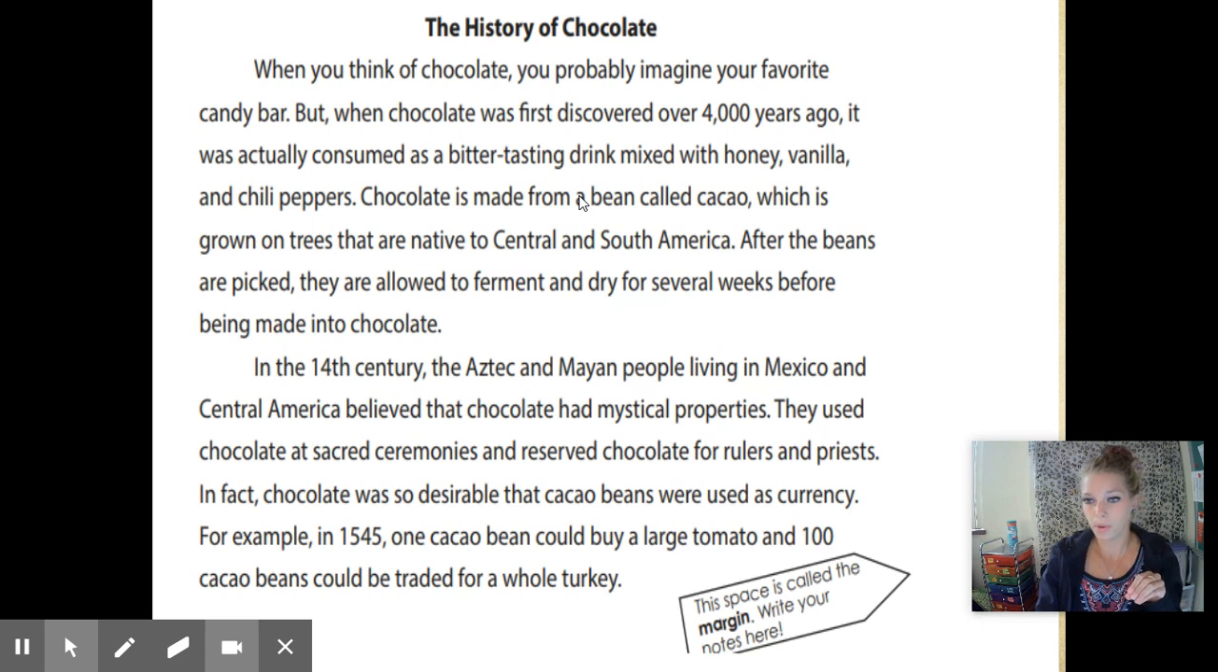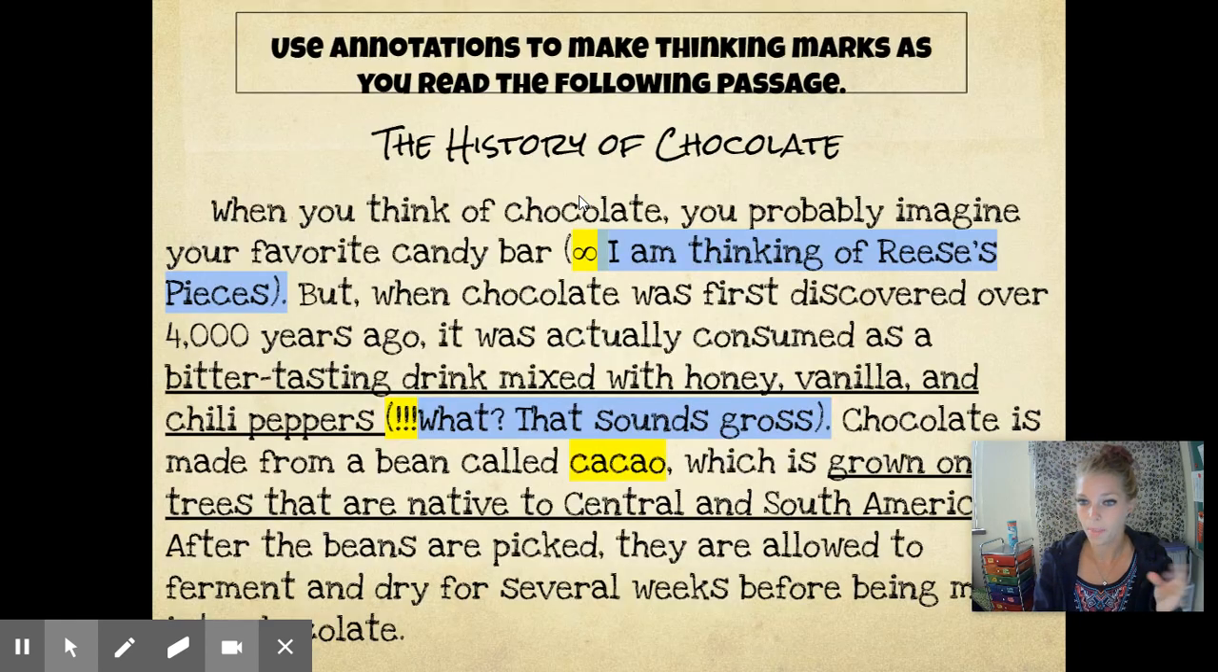So on these next slides, I'm going to show you how I annotated when I first read this. You shouldn't just read that through and then not have anything. You want to stop and annotate. So here's my first paragraph. The first sentence said, when you think of chocolate, you probably imagine your favorite candy bar. So in my mind, like I said, I'm making a connection. I am thinking about my favorite candy bar, and mine is actually Reese's Pieces.